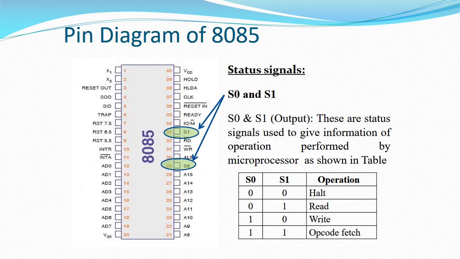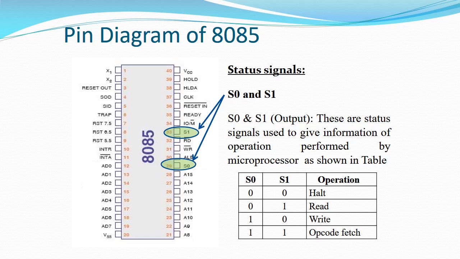The next signals are called status signals, and they are a pair of signals called S0 and S1. The combination of these signals indicates different operations, whether the microprocessor is performing a read operation, a write operation, or an opcode fetch operation. Opcode fetch operation means reading an instruction from the memory. So here is a truth table which shows you how these signals are indicated.